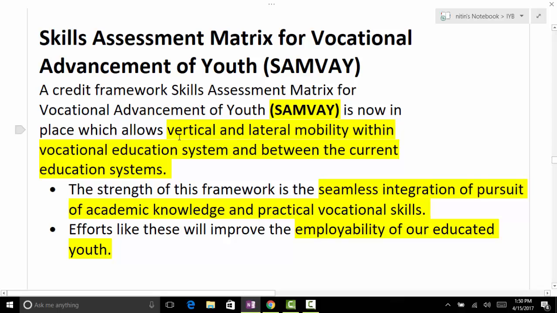So, what the objective is? Vertical and lateral mobility within the vocational education system and between the current education system. So that they can move from the regular education system to the vocational education system. Vertical mobility across different levels they can move. Lateral, from different systems they could move from this education system to the vocational education system, that is horizontal mobility. Directly they could go for the higher level of skill training.